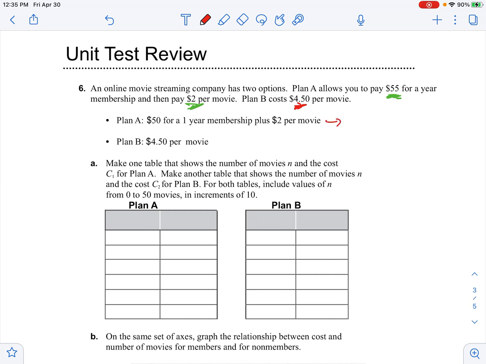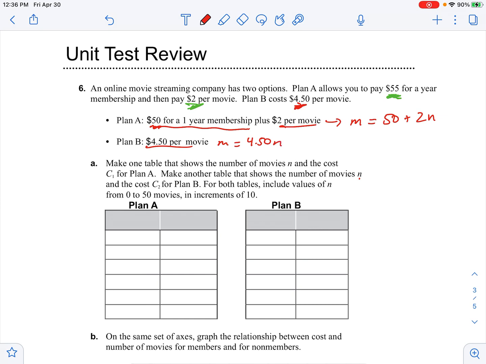Okay, Plan A says $50 for a 1-year membership, so you just pay that once. So the amount of money I'm going to pay is going to be, looks like, $50. Like I have to pay $50. And $2 per movie. So it looks like they want us to use n, which makes sense because I'm already using m for money. So I don't want to use m for movie also. Okay, that's fair. And then Plan B is $4.50 per movie. Hey, if you didn't try these before I did, you try them. Give them a go yourself. The cost is going to be $4.50 per movie.